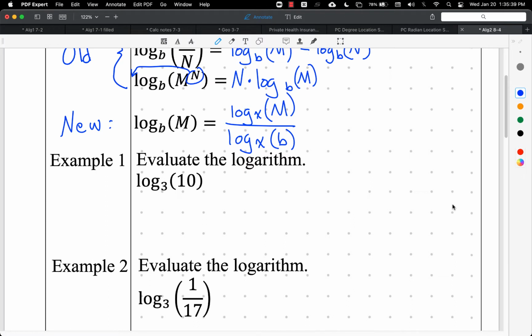Go for it. So could it be log base 10 of 10 over log base 10 of 3? Yep, and when you say base 10, you don't have to write it. There it is. So it's just log of 10 over log of 3. Yep. That's it.